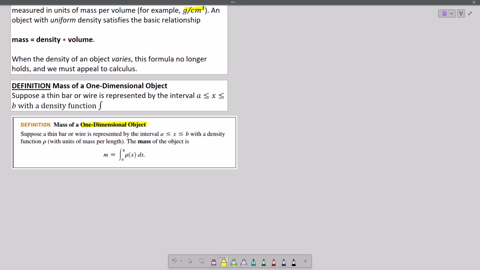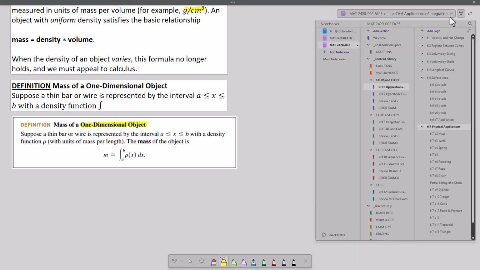And if you look in here, you imagine the density on a small region of wire, and then you multiply it by dx, which is a small length of wire. So this is for the one-dimensional case. So if we integrate density, we will get mass.